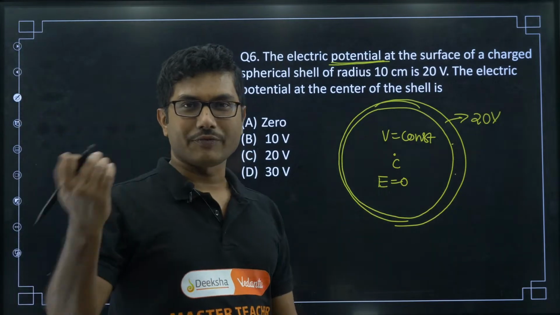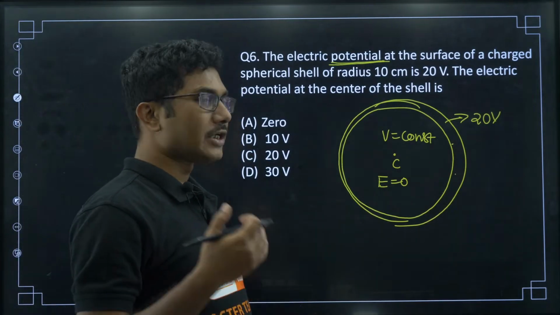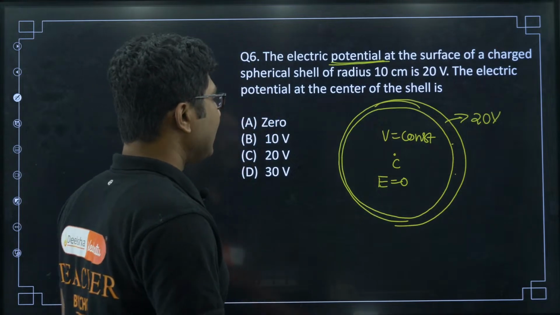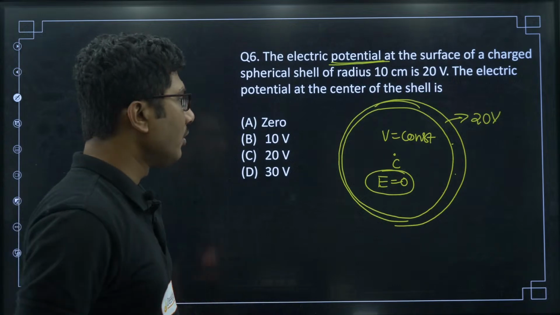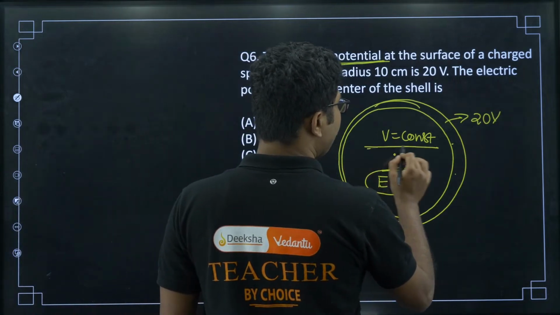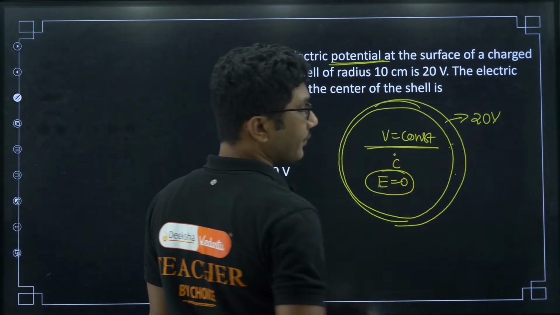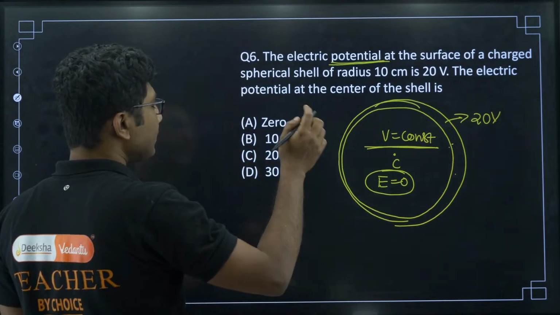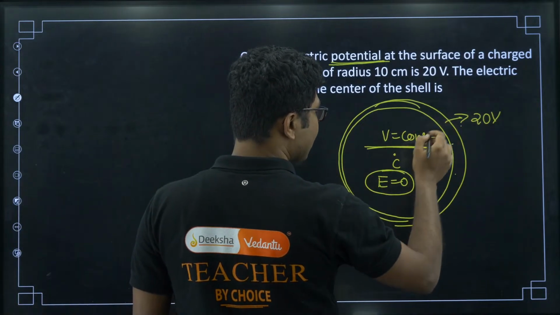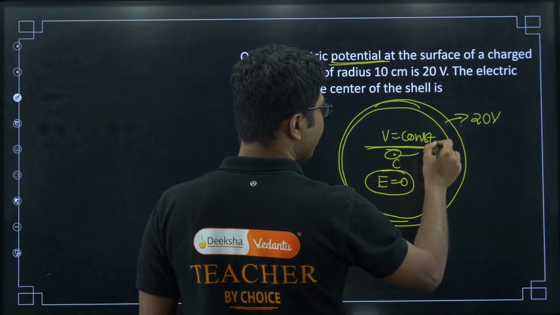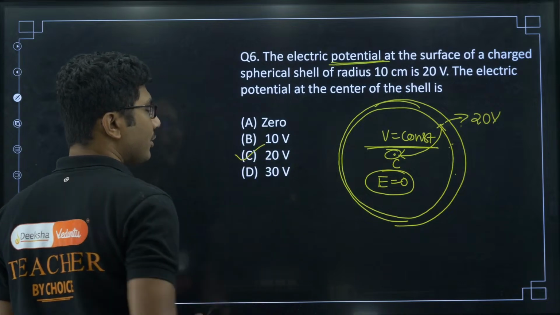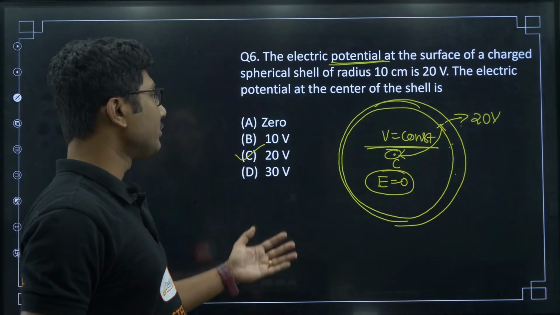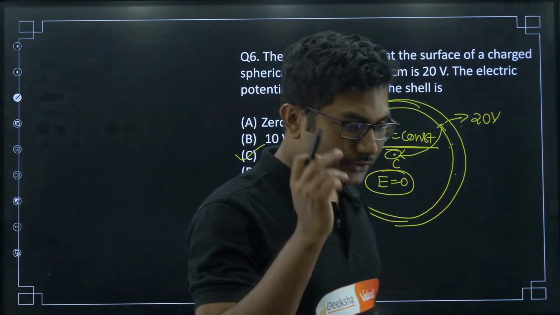Exactly on the surface there is a discontinuity, but inside the sphere there is no doubt it is 0. And electric potential is constant up to the surface. So whatever the electric potential is on the surface, the same value should be at the center. They will have the same value, so electric potential will be constant. That is 20 volts.